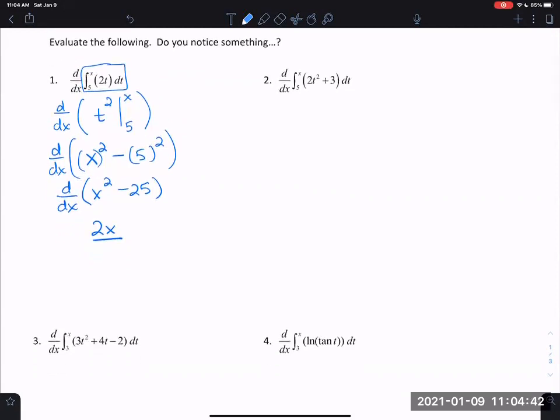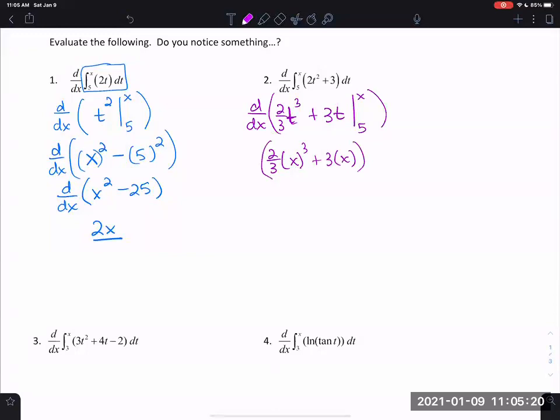Whether or not you're seeing what's going to happen from just one example, I don't know, but I'm going to move right to the next example. Again, we're taking the derivative of the integral of 2t squared plus 3 from 5 to x. First of all, I need to take the antiderivative. I add 1 to the exponent, so that's t cubed, and I have to divide by 3. So 2/3 t cubed plus 3t, evaluated from 5 to x. I'm plugging in my upper bound, 2/3 x cubed plus 3 times x, minus 2/3 times 5 cubed plus 3 times 5. And all of that I have to take the derivative of.